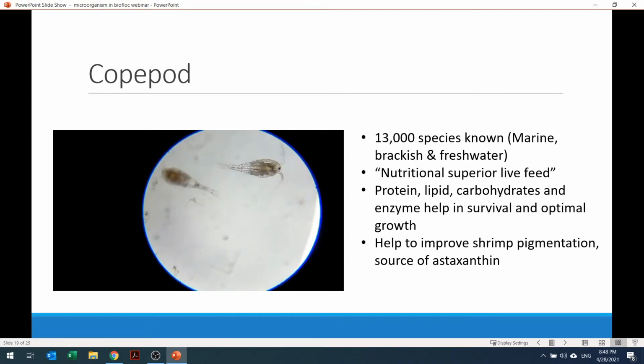Lastly, copepod. Copepod is well known as a traditional live feed of the fish larvae and shrimp larvae. 13,000 species have been recognized, which include marine, brackish, and freshwater species. Copepod is a popular choice among the farmers due to its nutritional superiority. It is rich in protein, lipid, carbohydrate, and enzyme, which help in the survival and optimal growth of the animal. For the shrimp, copepod is also the source of astaxanthin, which is a compound responsible for shrimp pigmentation.